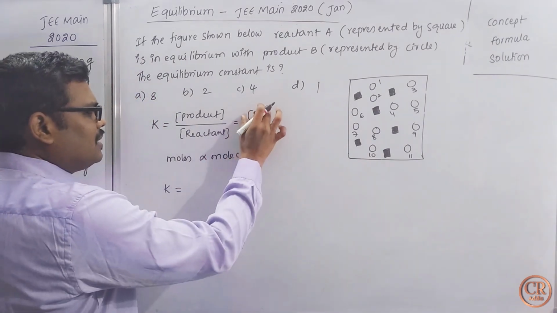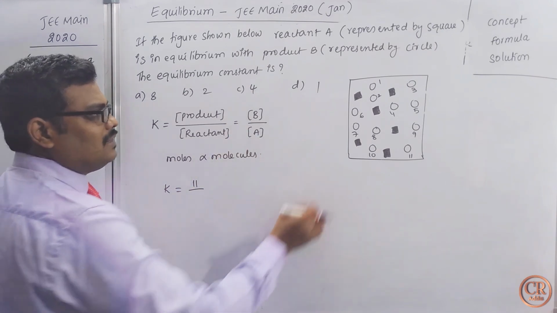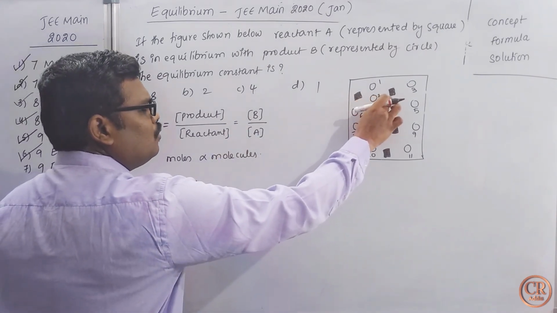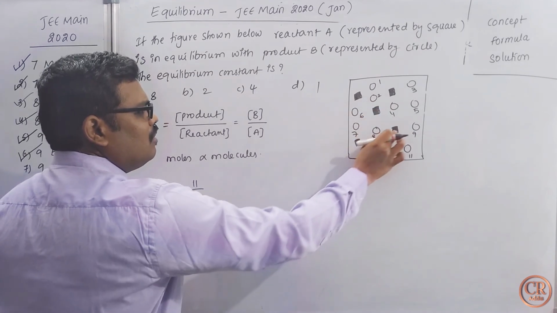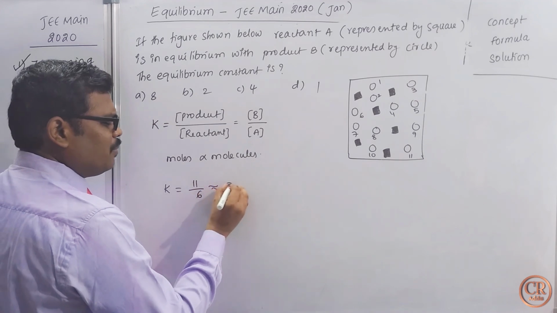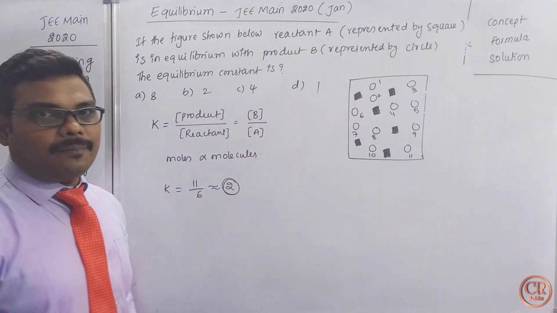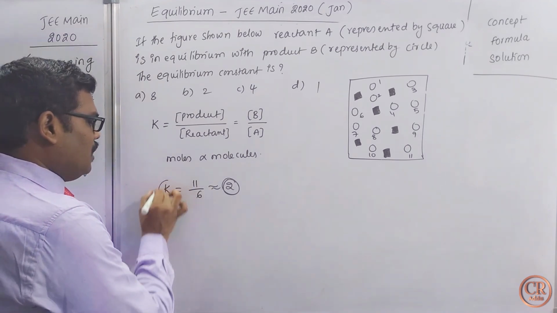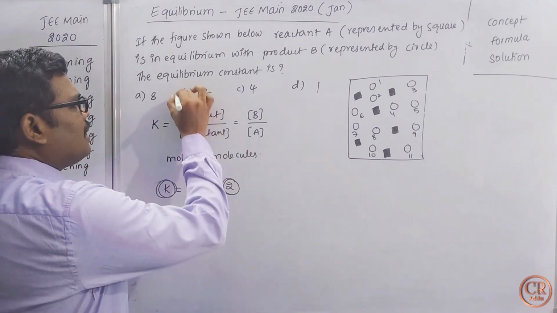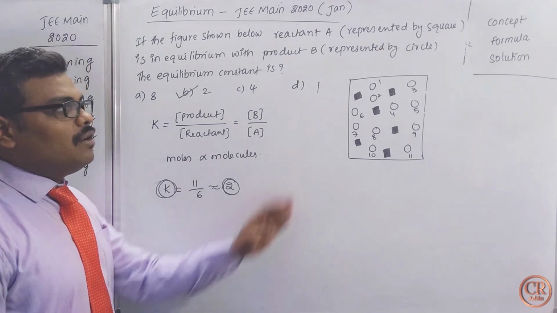So now concentration of product 11 by concentration of reactant. How many squares are there? 1, 2, 3, 4, 5 and 6. Total squares are 6. This is approximately equal to 2 because in the options whole numbers are given. So the equilibrium constant value is 2. The correct answer is B.